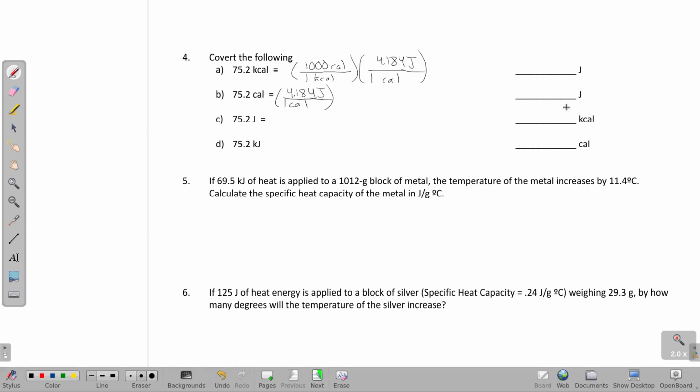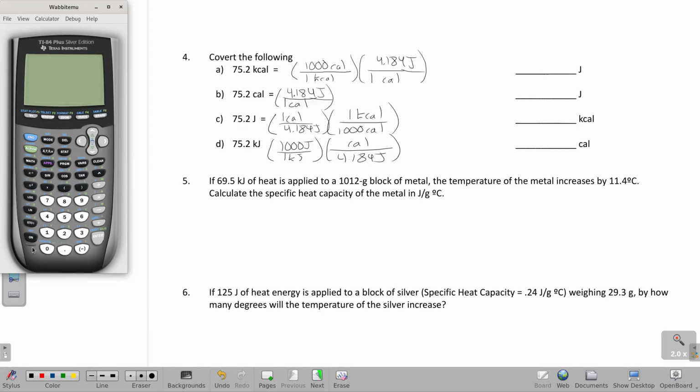And next one, joules into kilocalories. We're basically going to undo what we did up there. So it's 1 calorie is 4.184 joules. And since I do want kilocalories, 1,000 calories is 1 kilocalorie. And last, I got kilojoules to calories. So we're going to convert our kilojoules into joules, and then convert joules into calories. And now I've written these down, bring up the calculator.